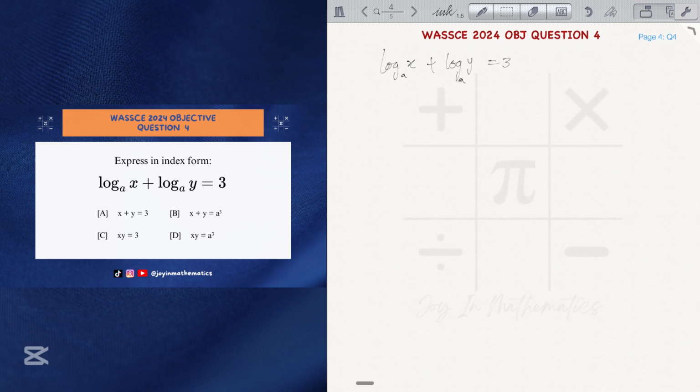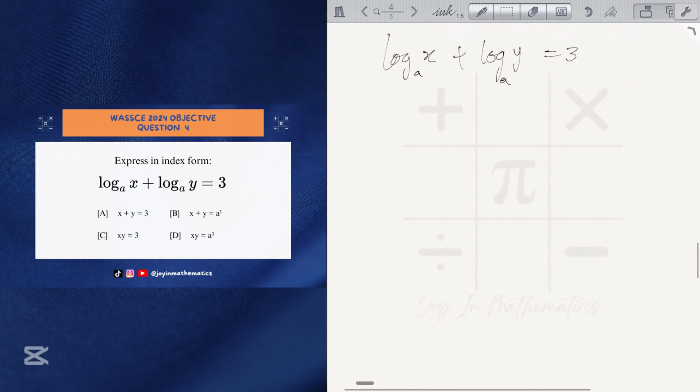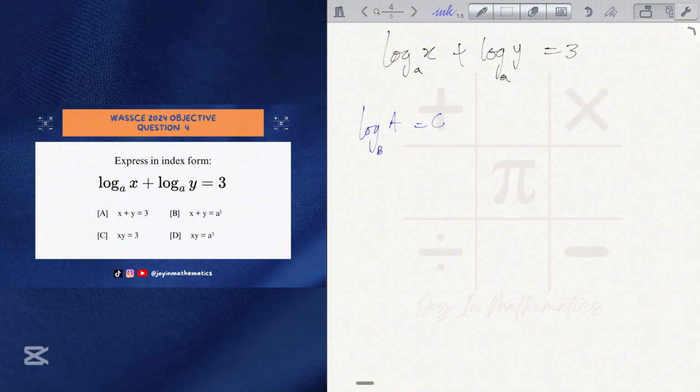Now, after this video, I want you to go back to the YouTube lesson where we dealt with conversion from index form to logarithm form, and here is the summary. If you have the logarithm format of log a to base b is equal to c, then in the index form, a will be equal to b raised to the power of c. So the base will become, we push this guy upward, and we'll have b raised to the power of c.